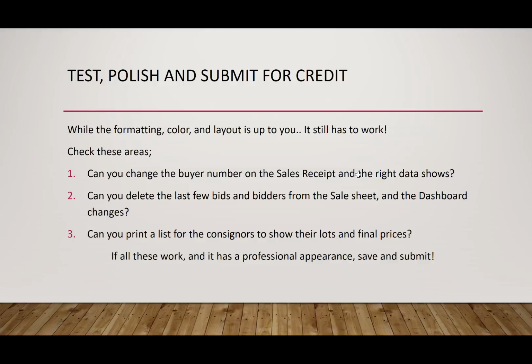Can you change the buyer number on the sale receipt and all the right data shows? Next, can you delete the last few bids and bidders from the sales sheet and the dashboard changes? Remember that top current and the last one and all those? So that would all have to be able to change. Can you then print that consigners list to show their lots and final prices? Because you're going to have to take your cash box out and pay those guys. So you want to be able to pull that off.